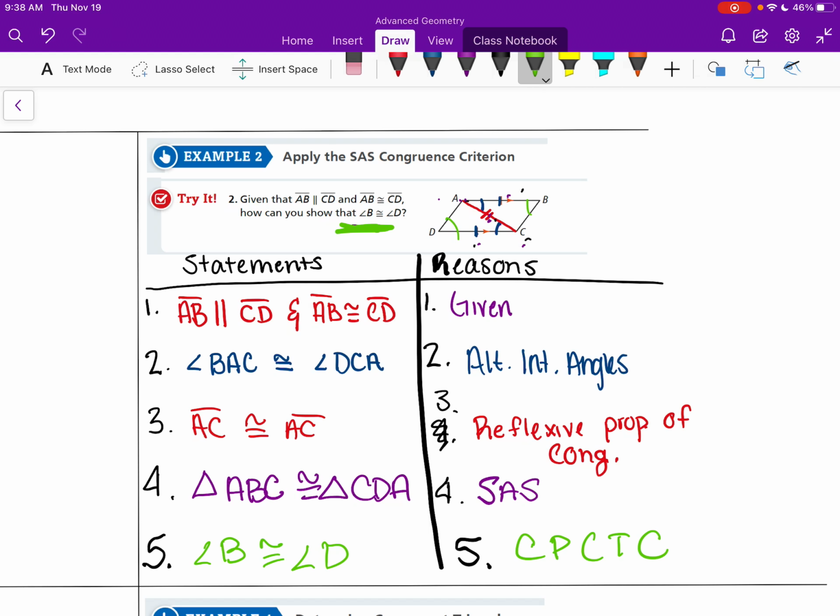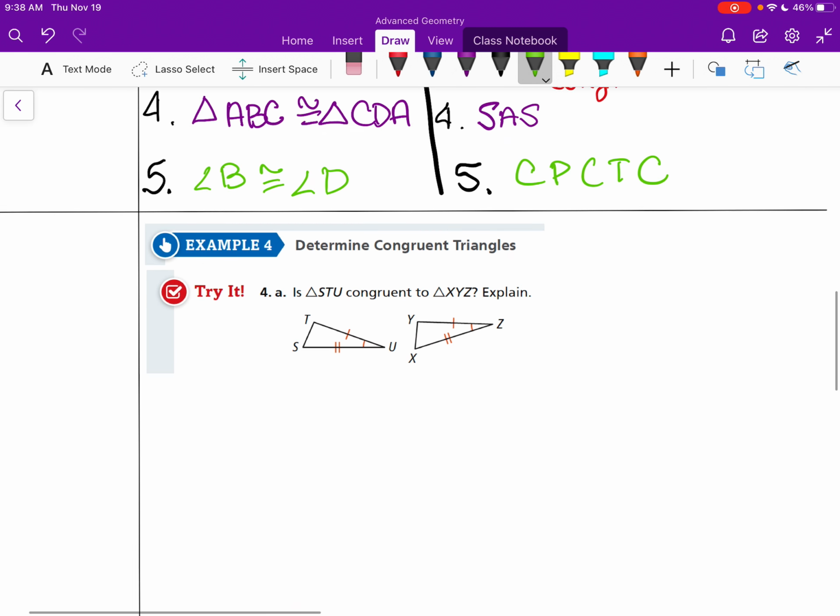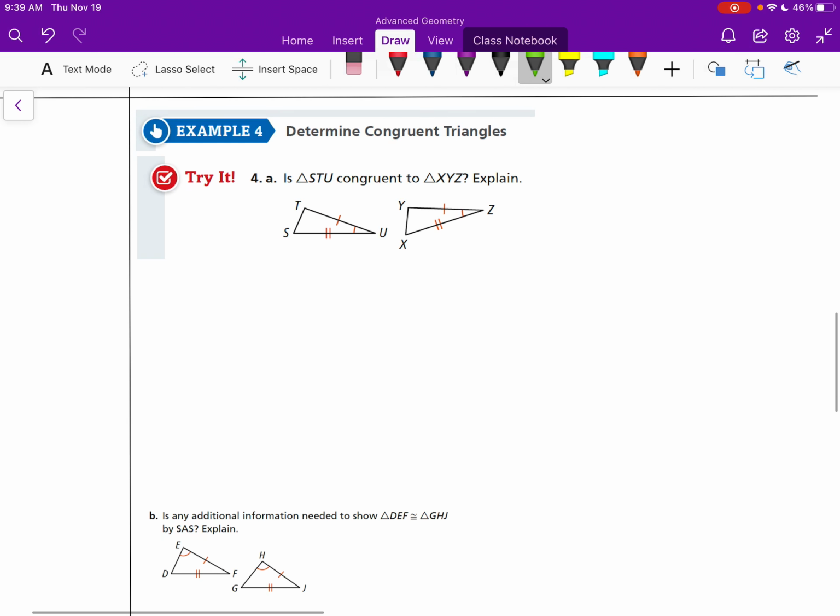Using this congruence criterion, let's jump to another example and think more about those different congruence criteria. We're not going to do example 3. We're going to go to example 4. And example 4 just has us determine congruent triangles. This is going to be a very common thing you see: given this information, are these triangles congruent? So let's look at them. Part A says, is triangle STU congruent to triangle XYZ? And then explain. So now you need to analyze this triangle and determine whether they are congruent.